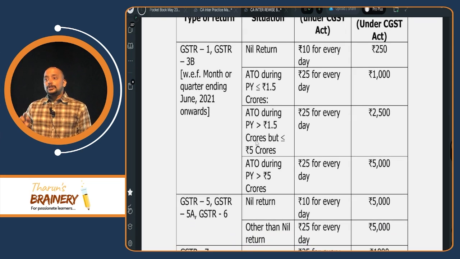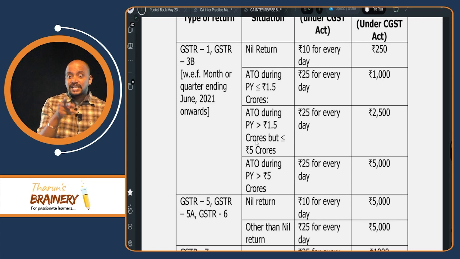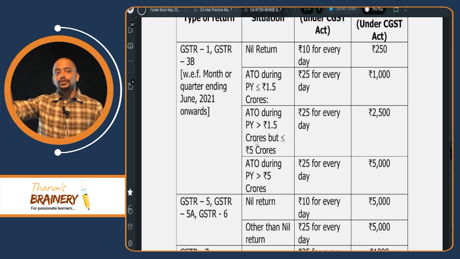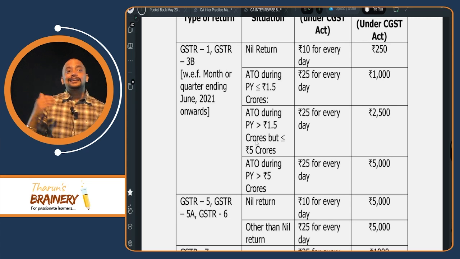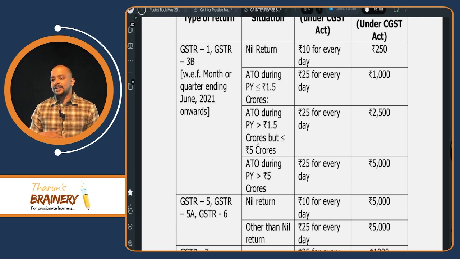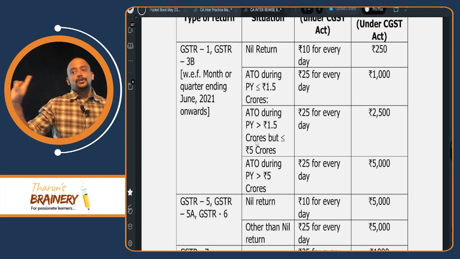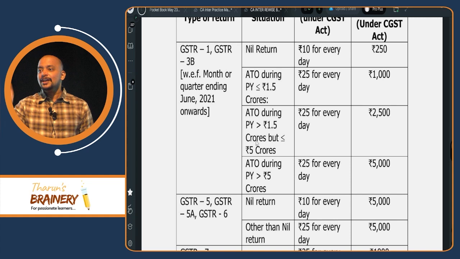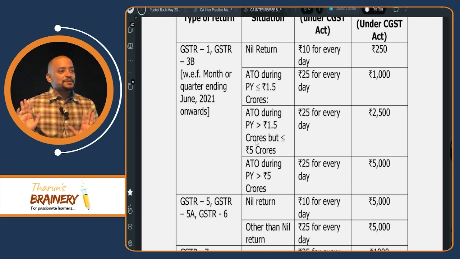If my aggregate turnover during the previous year does not exceed 5 crores but exceeds 1.5 crores, then it will be half, 2,500. If my aggregate turnover during the previous year does not exceed 1.5 crores, then it will be 1,000. You understood? Half of 2,500 is 1,250, rounded off to 1,000. You understood or not?